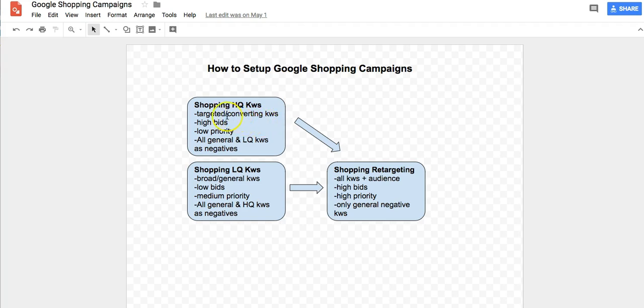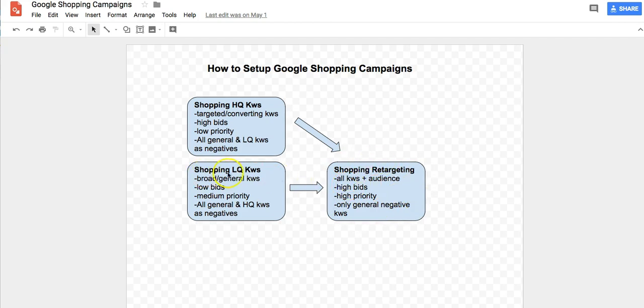So the high quality campaign will have targeted and converting keyword phrases. We're going to use higher bids and we're going to set it to low priority. Now that might seem counterintuitive at first, but the reason is very simple. We want to force Google Ads to first check if someone falls within the retargeting campaign, and if they do, we want them to apply that bid, which is going to be the highest bid of them all, to make sure that they get targeted as aggressively as possible. So that's why we set a high priority for the shopping retargeting campaign.